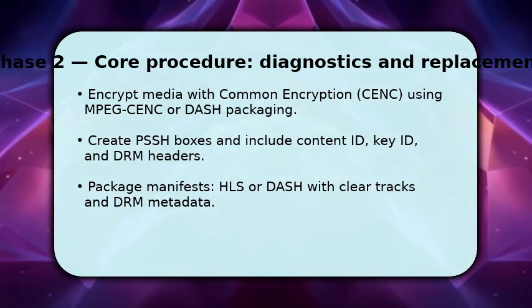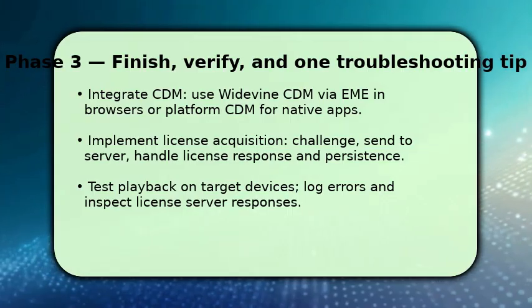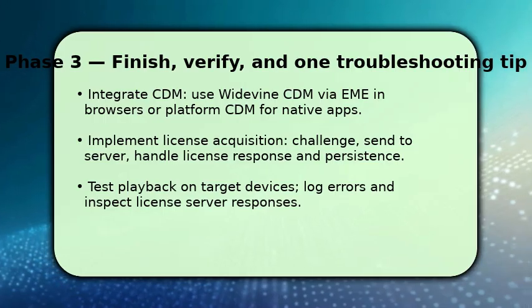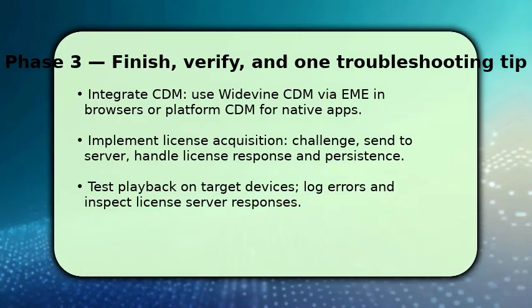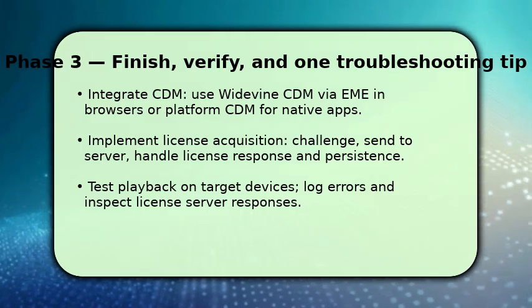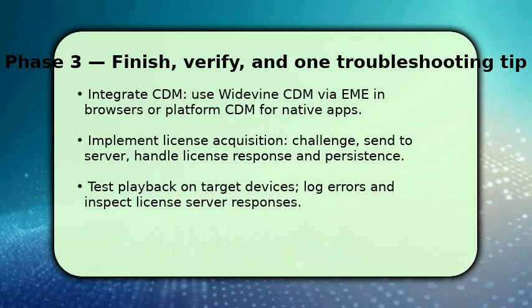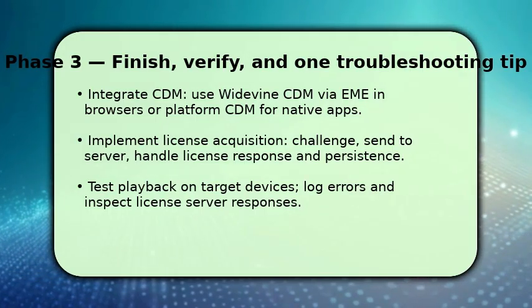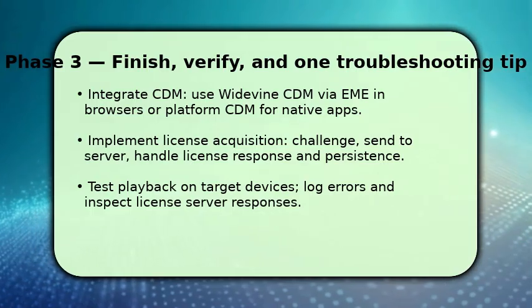Finish by integrating the client. Use EME and Widevine CDM in browsers or Platform CDM for Android and smart TVs, then implement the license exchange flow. Create the challenge, send it to your license endpoint, and process the license response. Make sure playback sessions request keys and persist licenses correctly for offline if required.